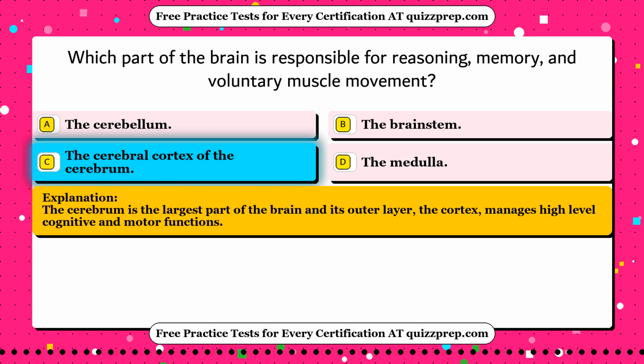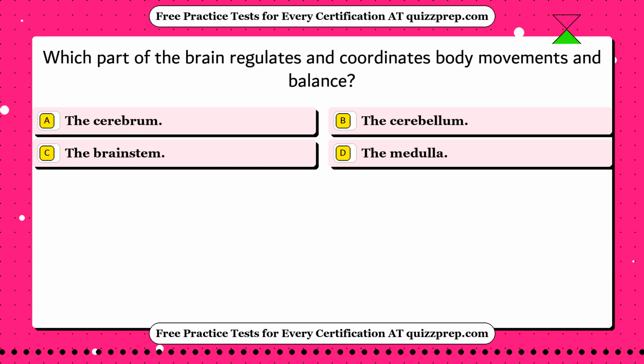Question 10. Which part of the brain regulates and coordinates body movements and balance? Option A. The cerebrum. Option B. The cerebellum. Option C. The brainstem. Option D. The medulla.